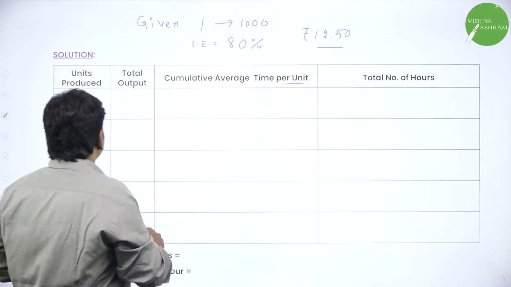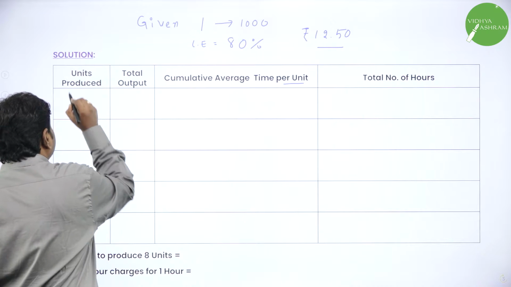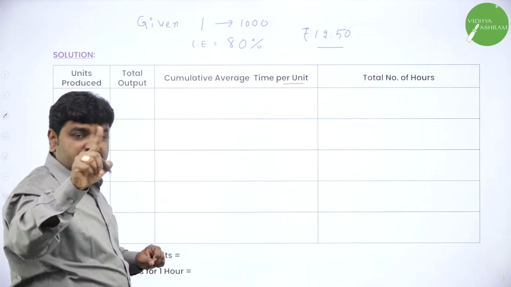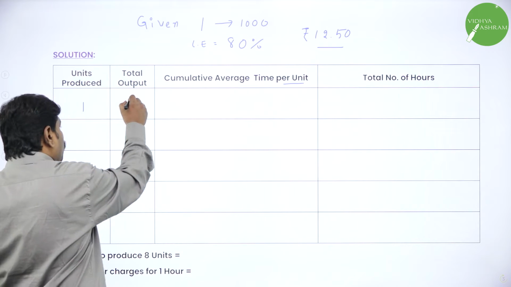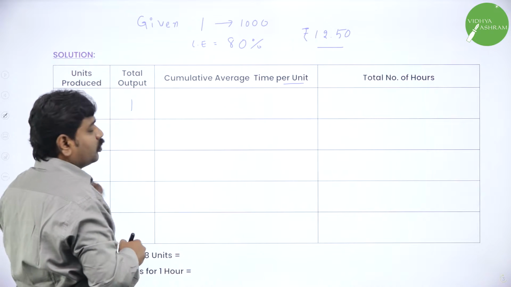Now, coming to this. They told 1 unit, so units produced, say first unit produced. So, total output is also 1. When I produce this, I will get output 1.